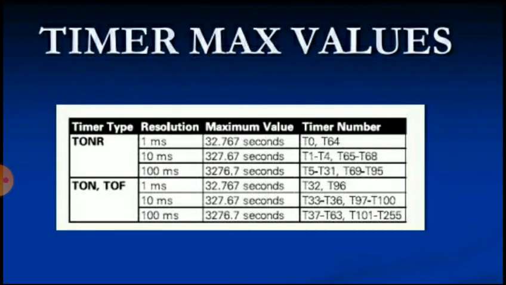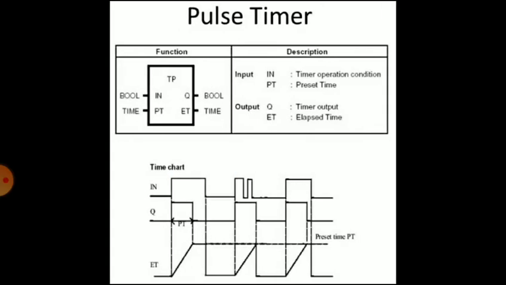So these are the timer maximum values that are given, and the timer numbers that are given for the on delay timer and off delay timer. Then the pulse timer. The pulse timer is shown in this slide, and on the right hand side is the description for each element of the timer that is shown.